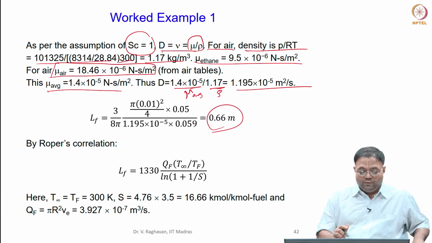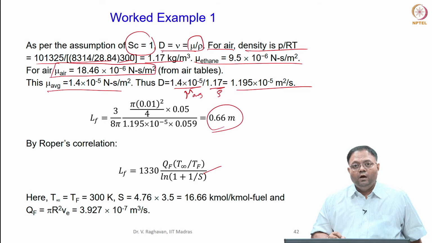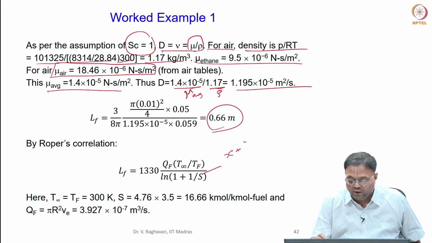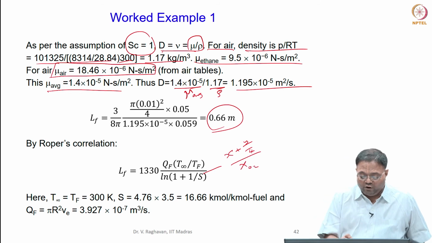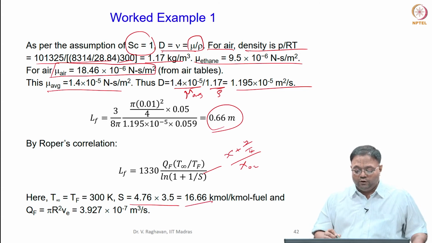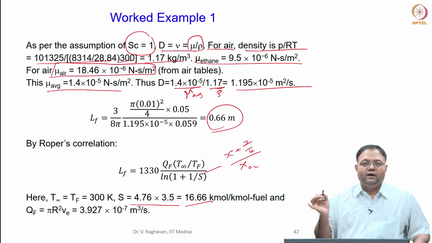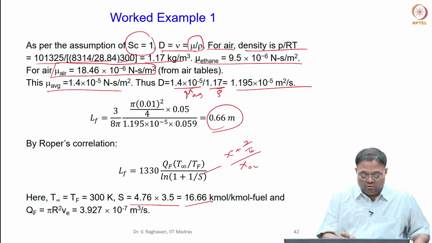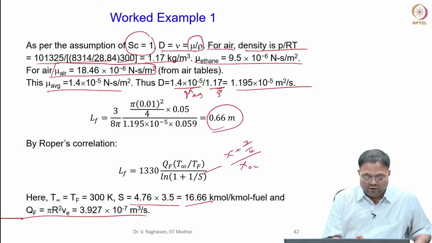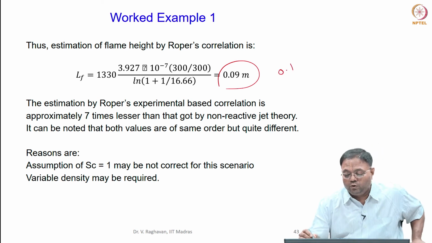However, when you use the Roper correlation, I do not need mu and everything, I need only the S value. S is calculated as (x plus y by 4) divided by xO2, or we can also calculate it as 4.76 into 3.5 by 1. So, 16.66 is the value, on a molar basis, kilomole per kilomole of fuel. Tf and T infinity are 300, that is given. Everything is known. Qf you have to calculate, pi r square Ve. Substituting, you get Lf as 0.09, so maybe take it as 0.1 meter.